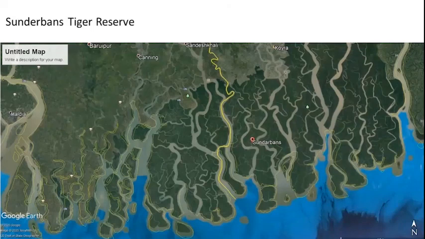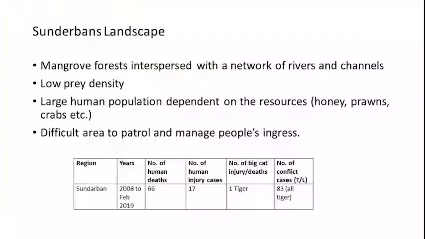So sometimes what happens, the problem is that the tigers used to move from the buffer zone and cross into villages, come into villages and attack people. So that was one source of conflict. But the other source of conflict was that people go inside and get killed, and that is still the highest reason for mortality.